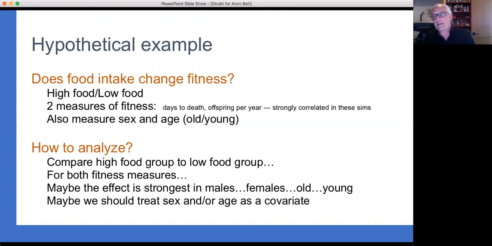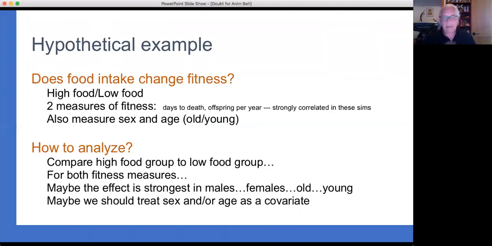And then after you see the data, you might start thinking, oh, wait a minute, there's a good reason to think that in this organism, males should have a bigger effect than females. So let's look at this just in males, or maybe the opposite. Maybe you notice the females had a large effect, and you come up with a reason why that might be, and you analyze that. Same for the ones that are old, might have a different relationship between food and fitness than the young ones. And so if you see a pattern in the data, you would be prone to saying, that's a great hypothesis. I can see a reason for that.